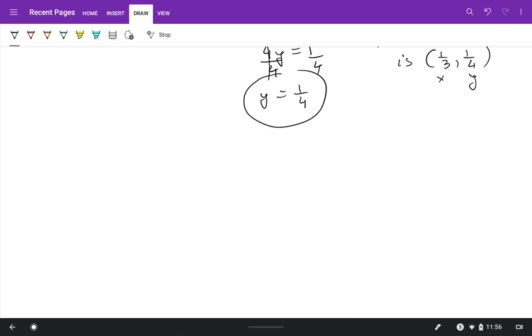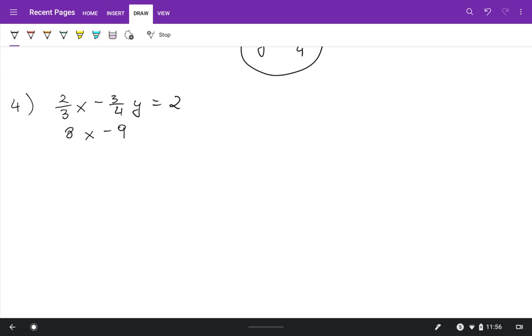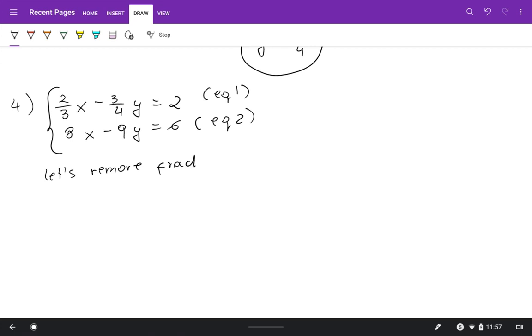And my last example has fractions, so I quickly want to go over that example. You have 2/3 x minus 3/4y equal 2. And the second equation is 8x minus 9y equals 6. So what I'm going to do here, I really don't like equation 1 because it has fractions. So let's remove fractions from equation 1.